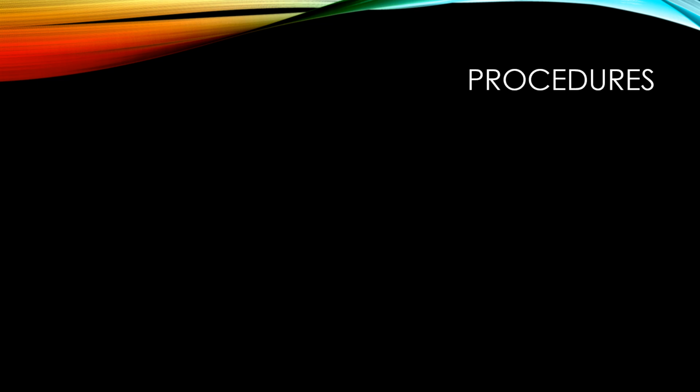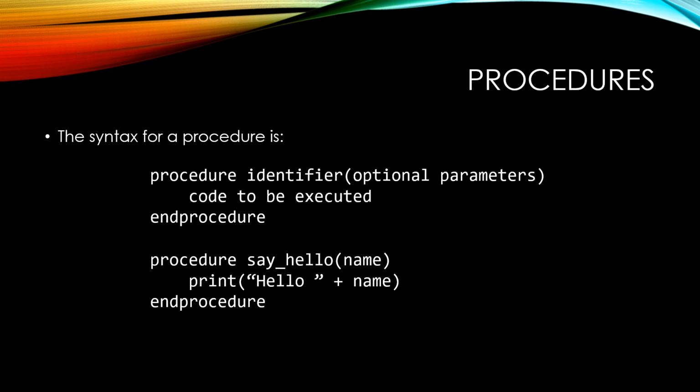The syntax for a procedure is the procedure command, a suitable identifier, some optional parameters in brackets. Again, the brackets need to be present even if no parameters are passed. And then indented inside it is the code to be executed. So the procedure sayHello that is passed a variable name and is asked to print hello and name would print hello and the name that it's passed each time that it's called.